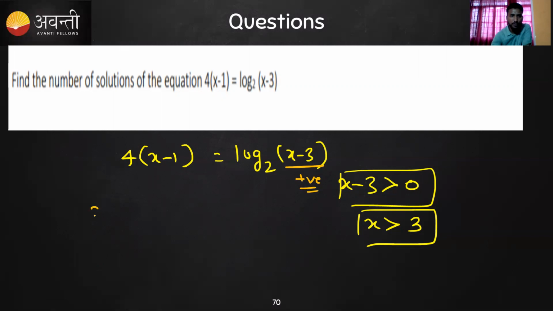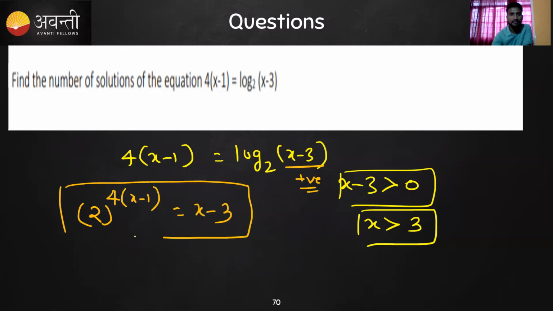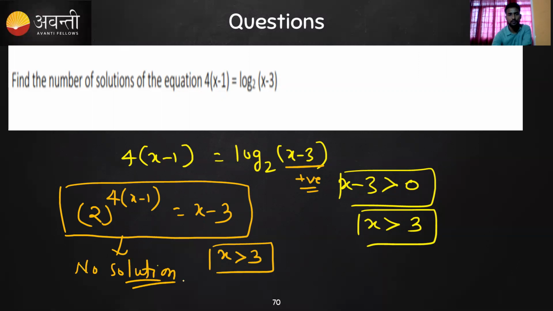So what can we do? We can also write it like this. So if x is always greater than 3, you won't find any solution. Just try, because one side is increasing exponentially and the other is increasing linearly. So if it is greater than 3, there will be no value by which it will satisfy both sides. So simply you can write there will be no solution. I hope it is clear to everyone.